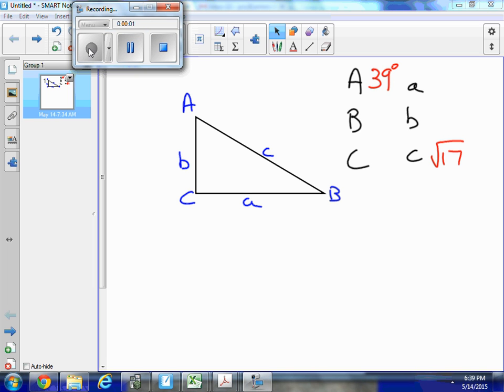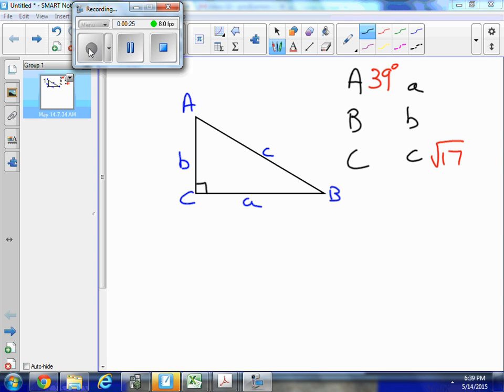So let's solve a right triangle. We're given a certain amount of information. We're given an angle, and we're given a side. So it's a right triangle. Here's our right angle. And remember that the diagram does not have to be representative of the actual sides or the way the triangle looks.